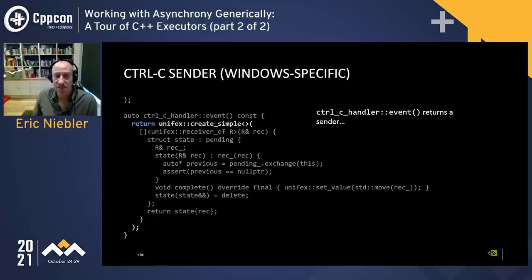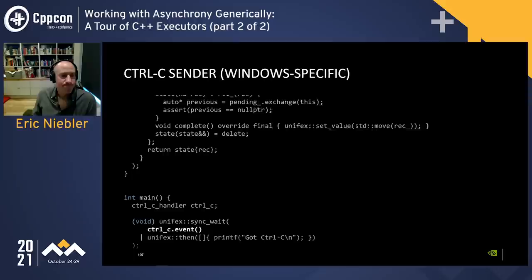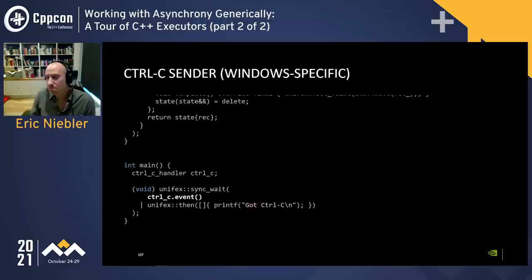And its operation state is going to call this lambda in its start function. And what that lambda is going to do in its start function is it's going to create this state object and return it. So the state object will then be persisted within the operation state for this asynchronous operation. And you'll see the constructor here, like previously, was what was actually enqueuing this pending completion. And then complete, which was just calling set value on its input receiver. Like I have completed now, I got a control C. And I could use this in main to sync wait for control C and then print a message like I got control C. And this works.